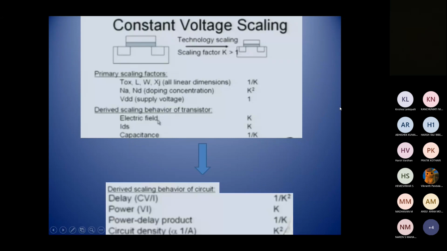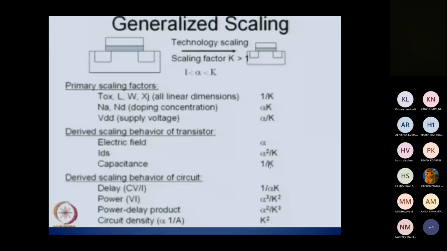So without affecting the circuit behavior, we are able to make more space for the transistors to be made in smaller devices. You can see here the circuit density is multiplied by K square. That means if we are able to miniaturize the devices, our circuit density increases. That means the number of transistors in a smaller device keeps increasing. So that is a very important thing.